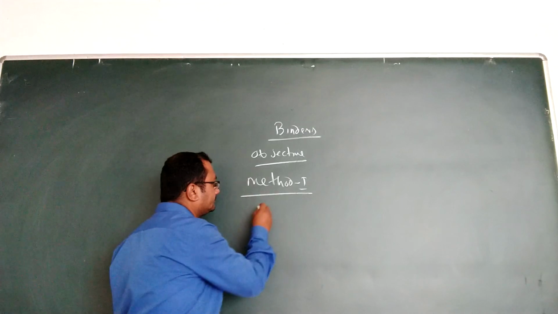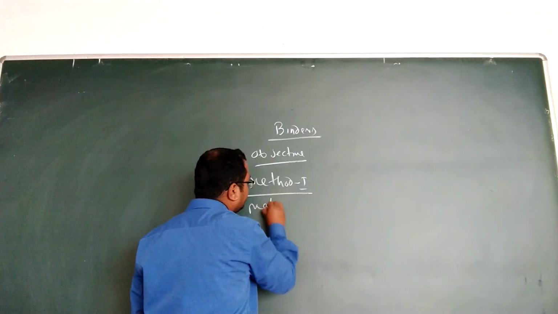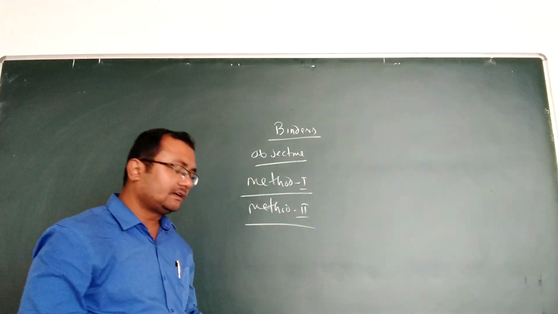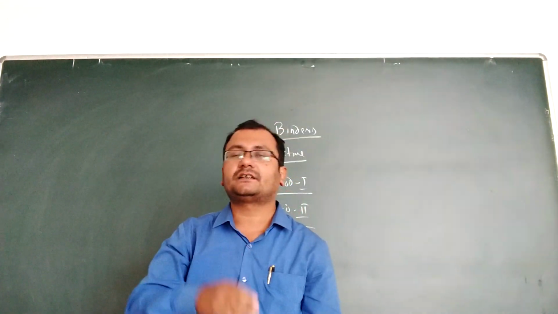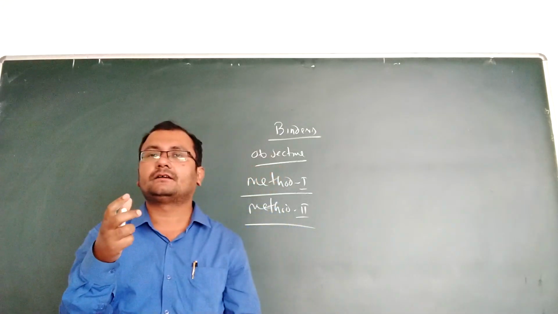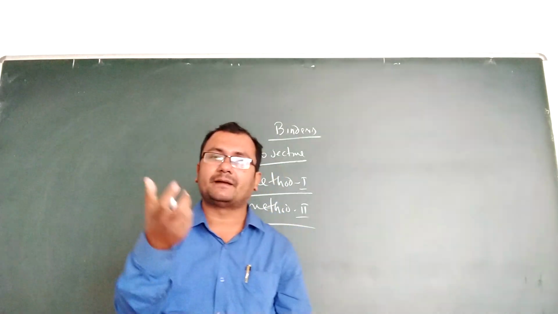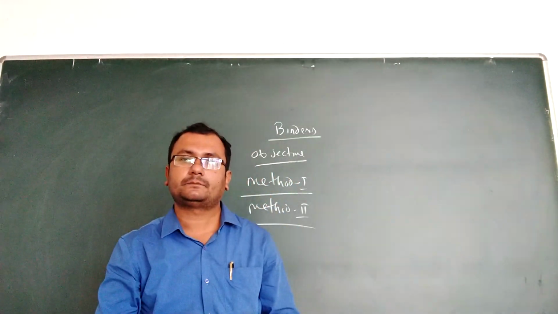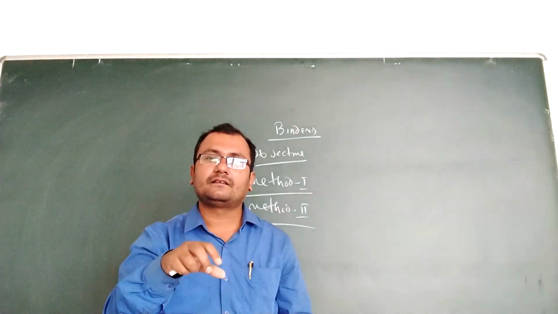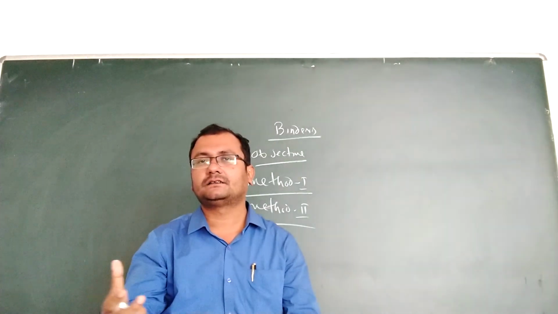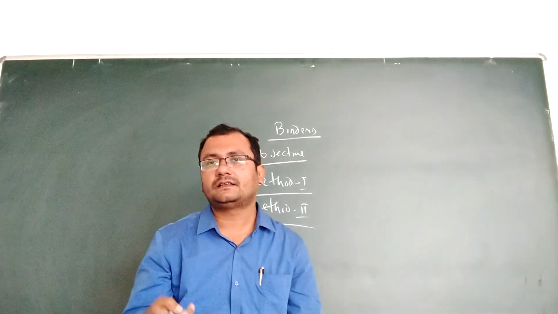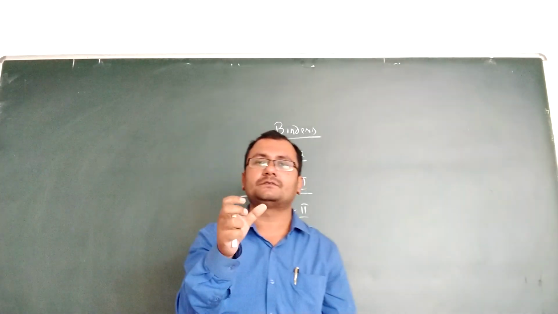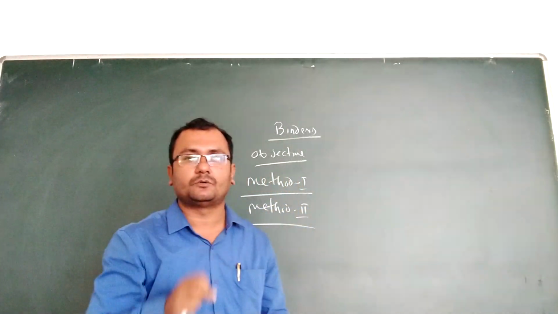The second method, method 2. In this method, a binder solution is added directly. That means we need to prepare a binder solution by taking the binding agent, and that solution we add to the powders. Then we prepare the wet mass, then the granules, then we can go for the other steps. So in method 2, we directly use the binding solution.